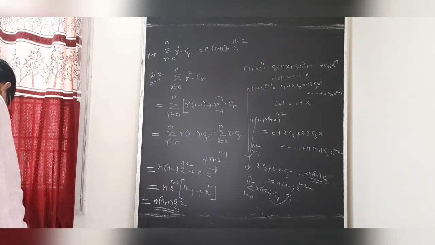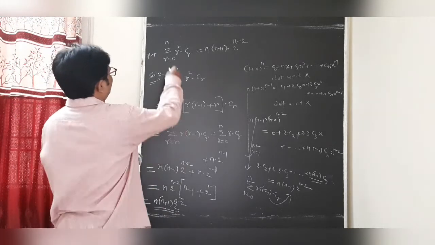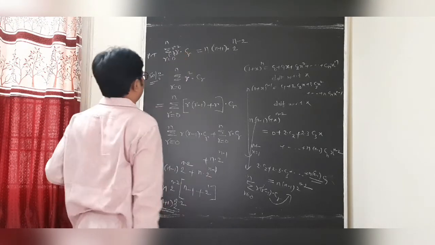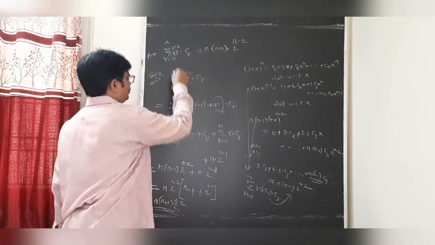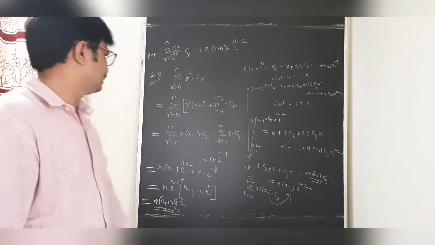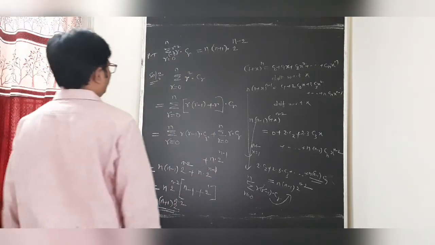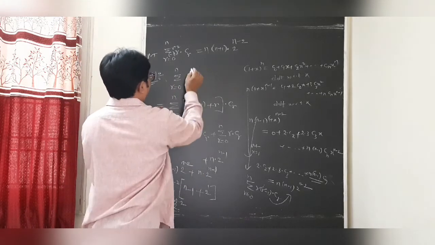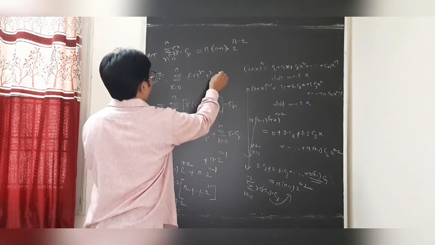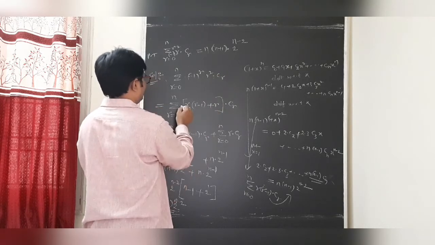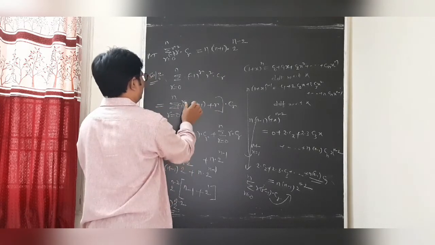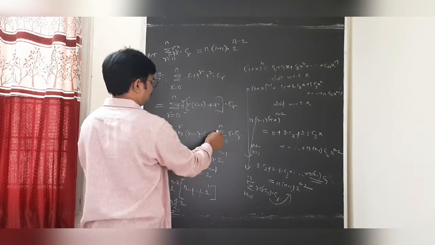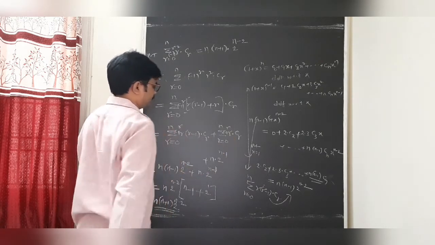So my dear students, suppose they are asking sigma r equal to 0 to n, r square into minus 1 power r. What is that, students? Suppose they are asking minus 1 power r. Undoubtedly, students, in the proof we can write it as minus 1 power r into r square Cr. This is what, students? Minus 1 power r. This is also minus 1 power r.